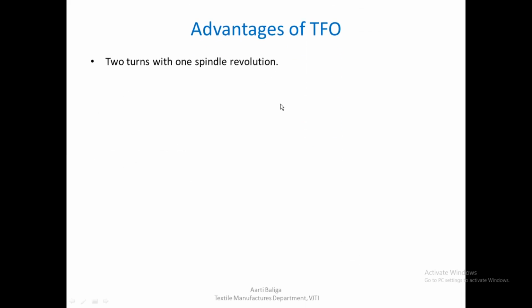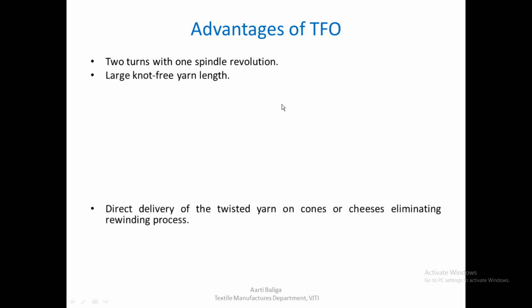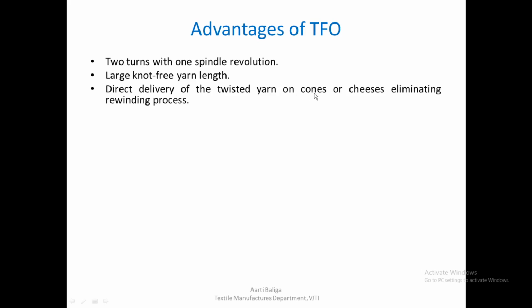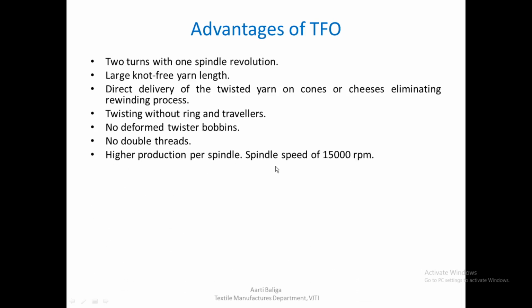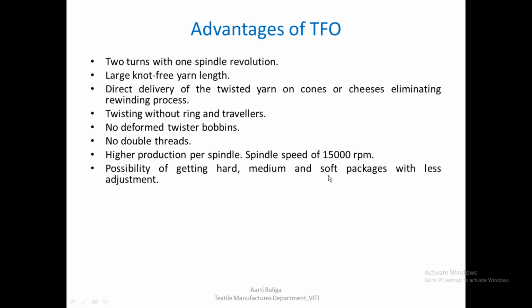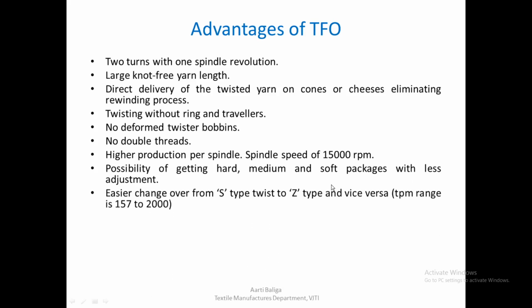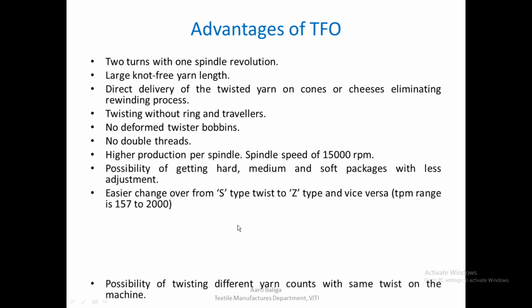Advantages of TFO. The advantages are two turns with one spindle rotation, large knot-free yarn length, direct delivery of the twisted yarn on cones or cheeses, eliminating rewinding processes, twisting without rings and travelers, no deformed twister bobbins, no double threads, and higher production per spindle. Spindle speed is around 15,000 RPM. Possibility of getting hard, medium, and soft packages with less adjustment. Easier changeover from S type to Z type and vice versa. Twist per meter range is 157 to 2000.